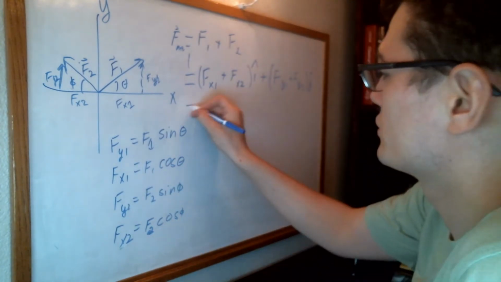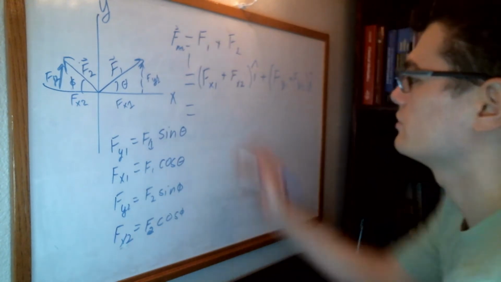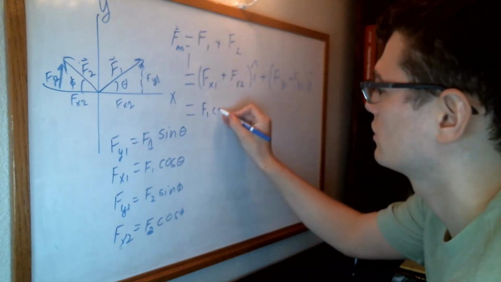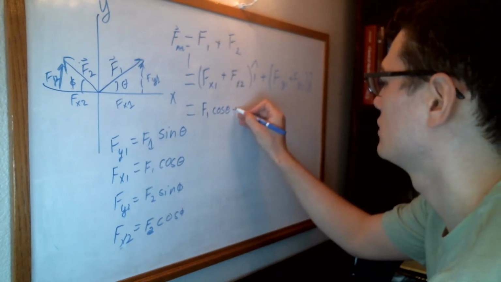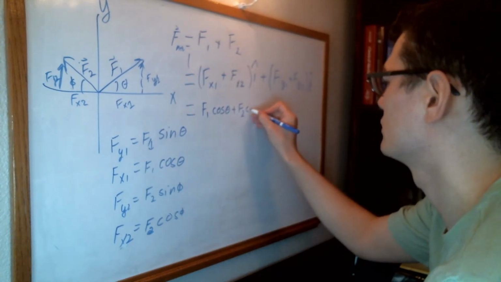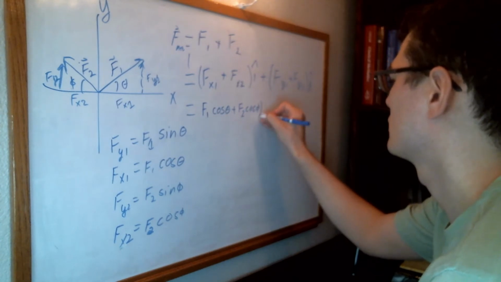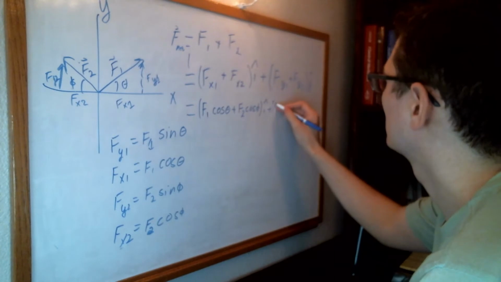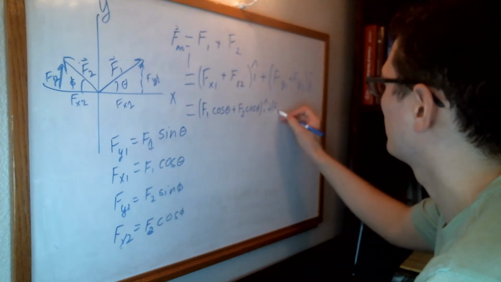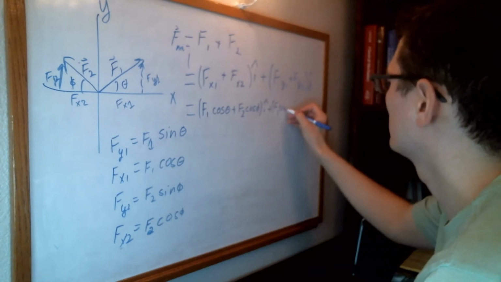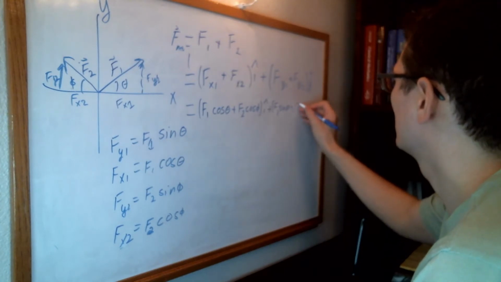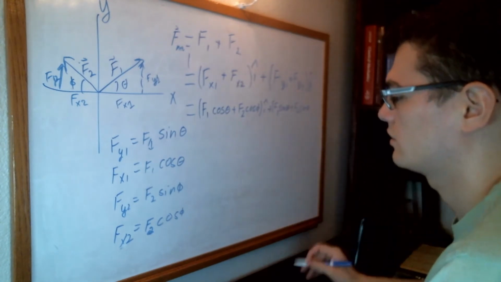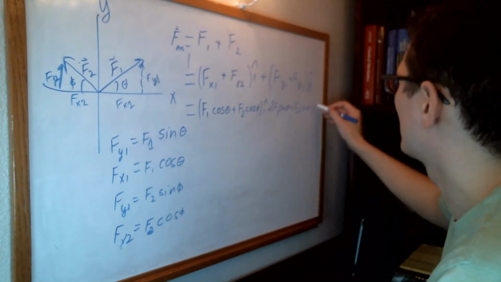And so then we can just start plugging in all of this. So then we have F1 cosine theta plus F2 cosine phi, i hat, plus F1 sine theta plus F2 sine of phi. And this is j hat at the end here.